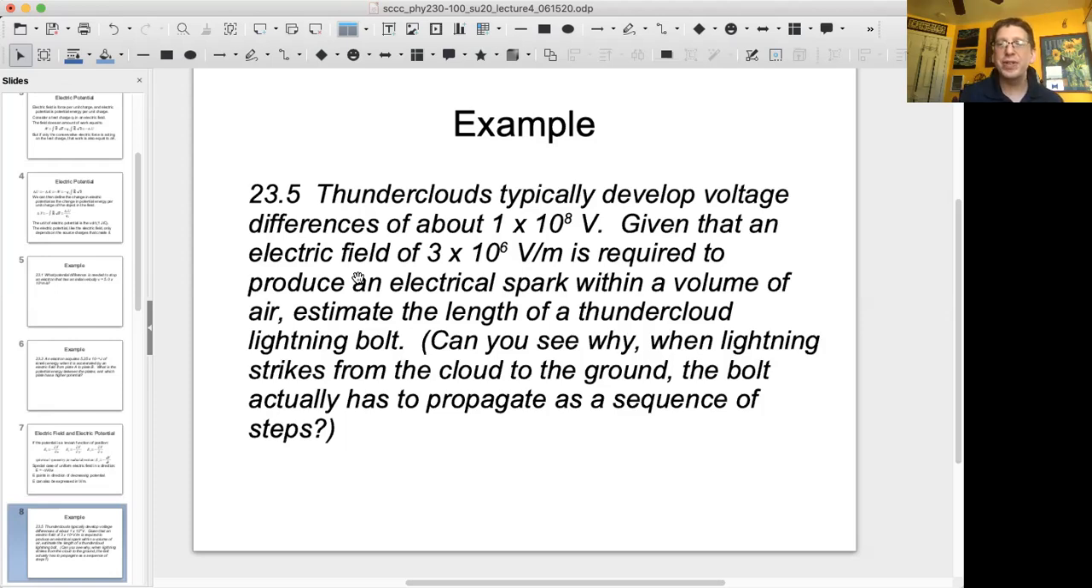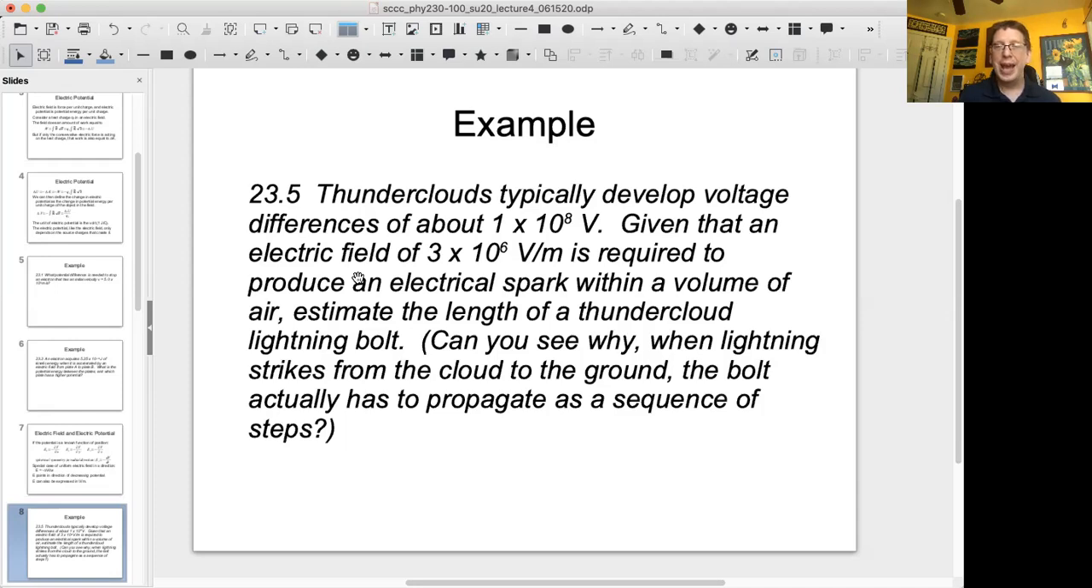So given that an electric field of 3 × 10⁶ volts per meter is required to produce an electrical spark within a volume of air. Again, air is an insulator, so it takes a pretty large potential difference for charges to move within the air. But thunderclouds can get to that electric field strength fairly easily. So given an electric field of about 3 × 10⁶ volts per meter is required to produce an electrical spark within a volume of air, estimate the length of a thundercloud lightning bolt.